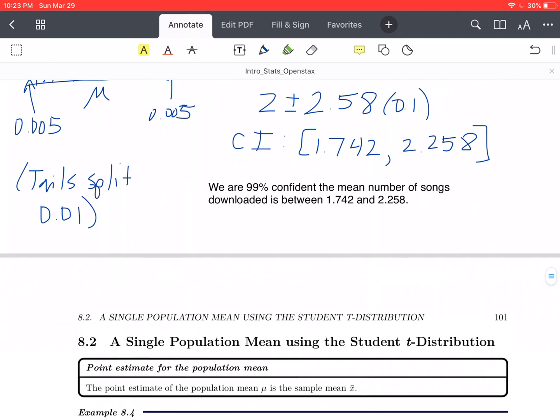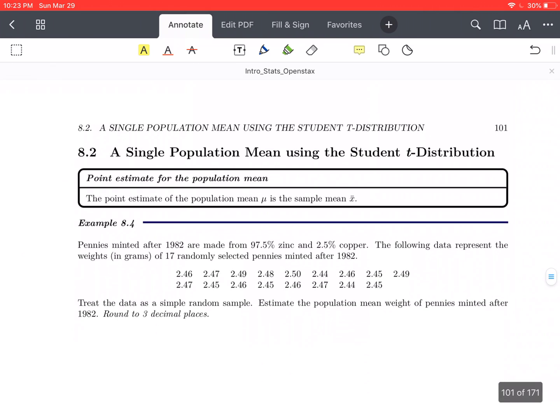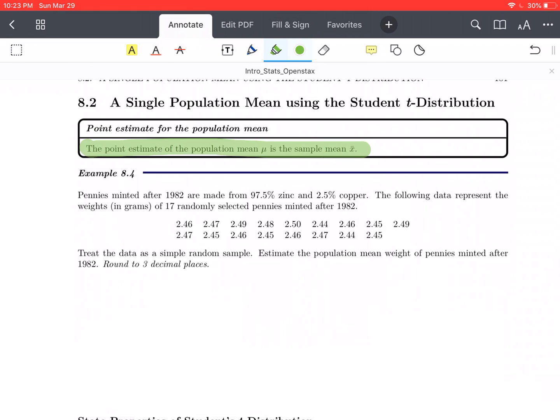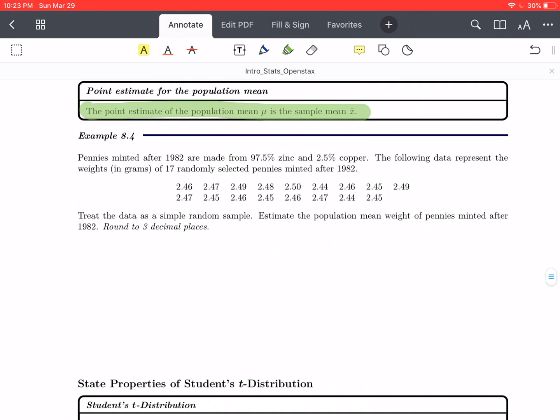Okay. So let's look at section 8.2. So we've already talked a little bit about the point estimate. But the point estimate of the population mean is the sample mean. Okay. So let's look at this example here. So pennies minted after 1982 are made from 97.5% zinc and 2.5% copper. The following data represent weights in grams of 17 randomly selected pennies minted after 1982. Treat the data as a simple random sample. Estimate the population mean weight of pennies minted after 1982.